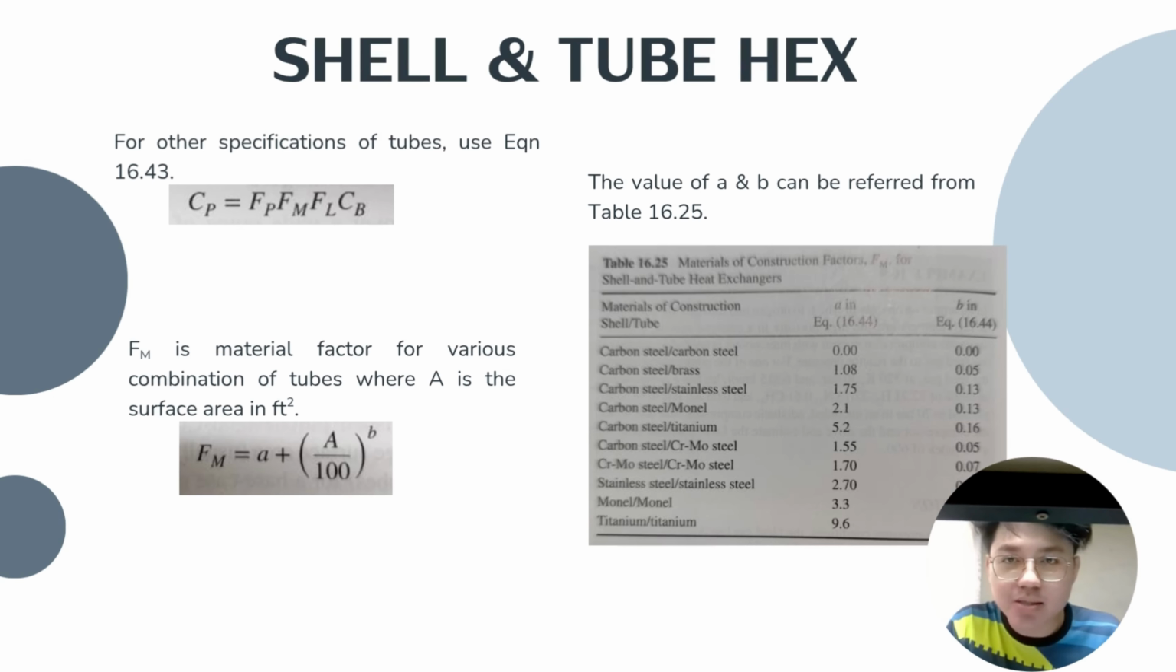For other specifications of tubes, we can refer to equation 16.43, which is Cp equals FP FM FL CB. And FM is the material factor for various combinations of tubes, where A is the surface area in feet squared, and you can see the equation stated below here. Then the values of A and B can be referred from table 16.25.